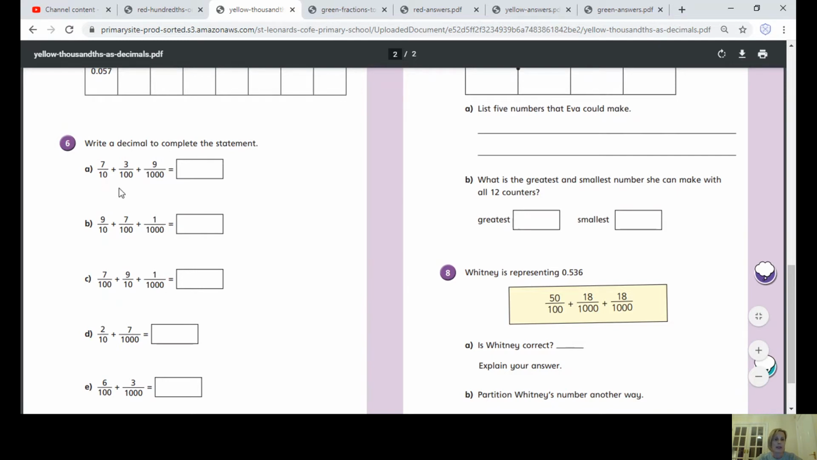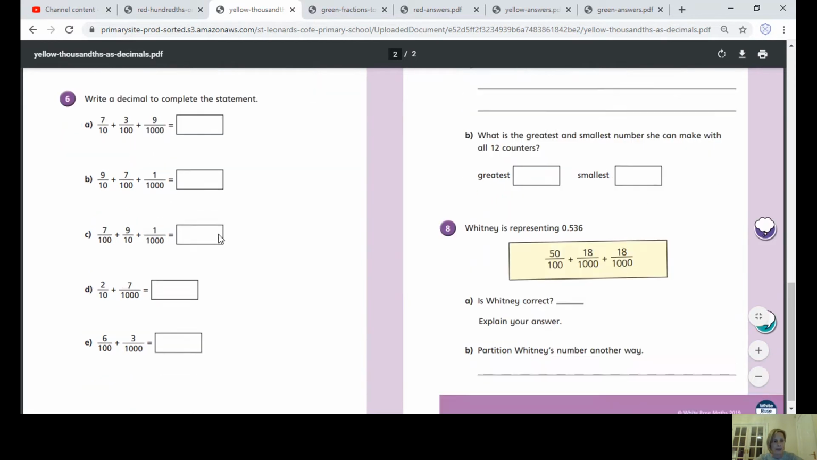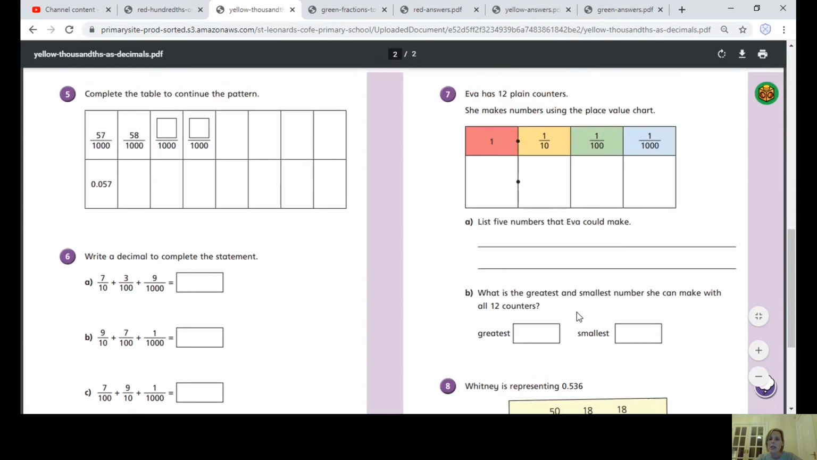This one, write a decimal to complete the statement. So you've got your tenths, you've got your hundredths, you've got your thousandths. Okay, there's no whole number, so remember you've got to put that in because it is a decimal, so it's going to be 0 point and then this number here. Okay, so have a go at those.